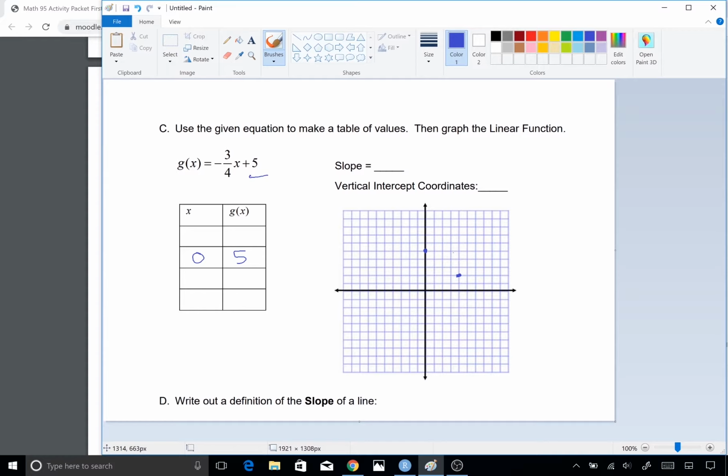And you can check that (4, 2) is on this line by plugging in 4 for x, and you should get y equals 2. And all we have to do then is connect these 2 points, and we've got a line.